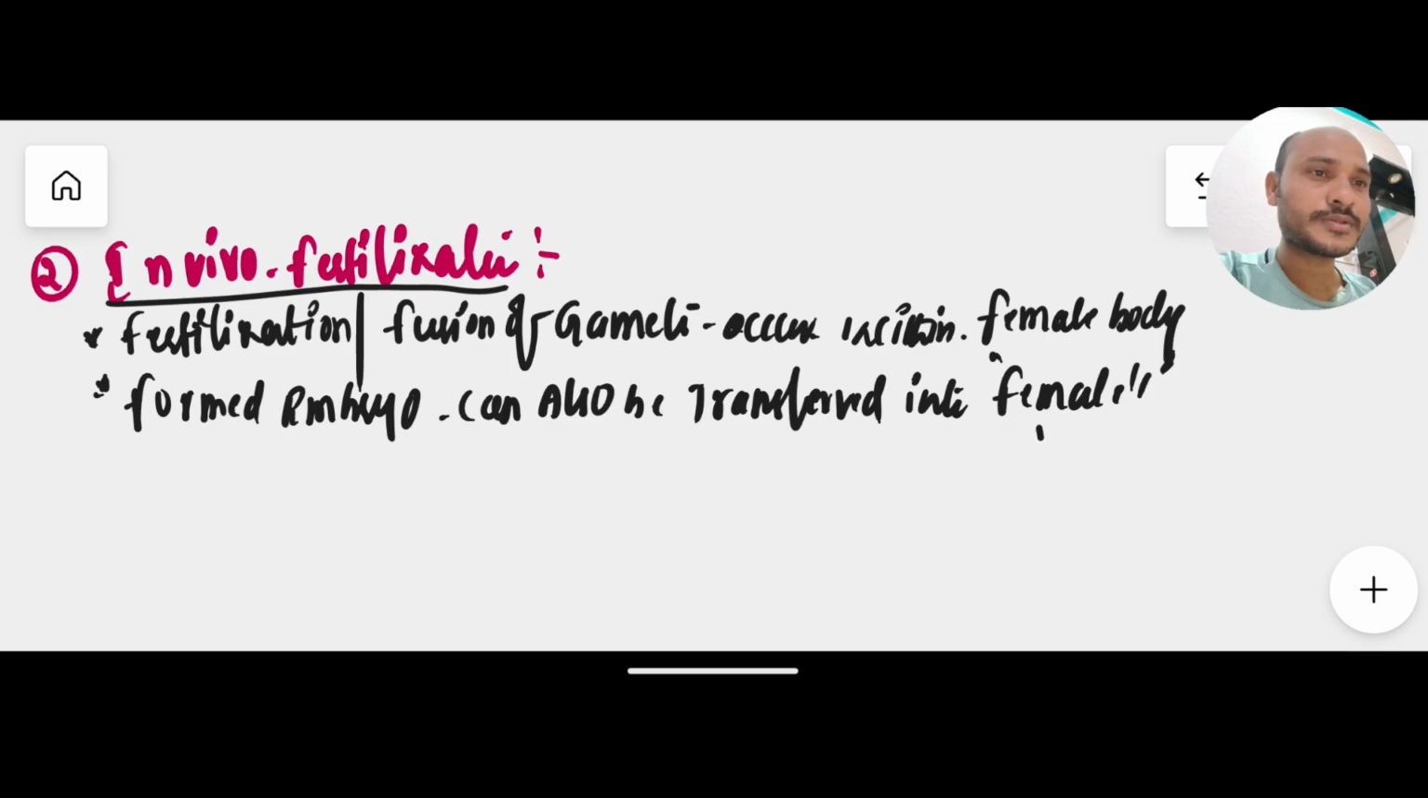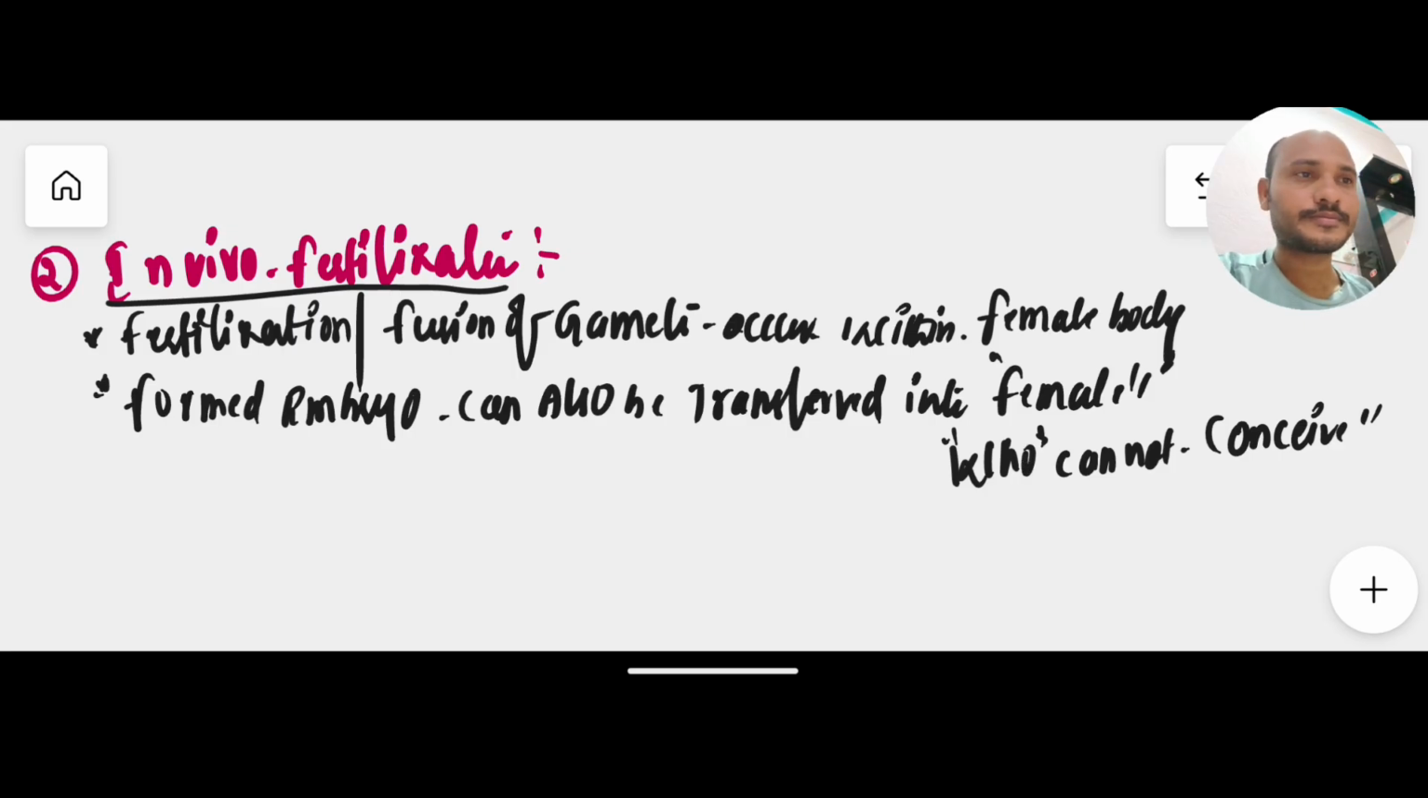Which females? The females who cannot conceive. For such females we can transfer embryos into the female body by this in vivo fertilization. And in this in vivo fertilization, to transfer embryos directly into a female who cannot conceive, we have various methods. In that, the first and most important method is GIFT. Here GIFT means gamete intra-fallopian tube transfer.